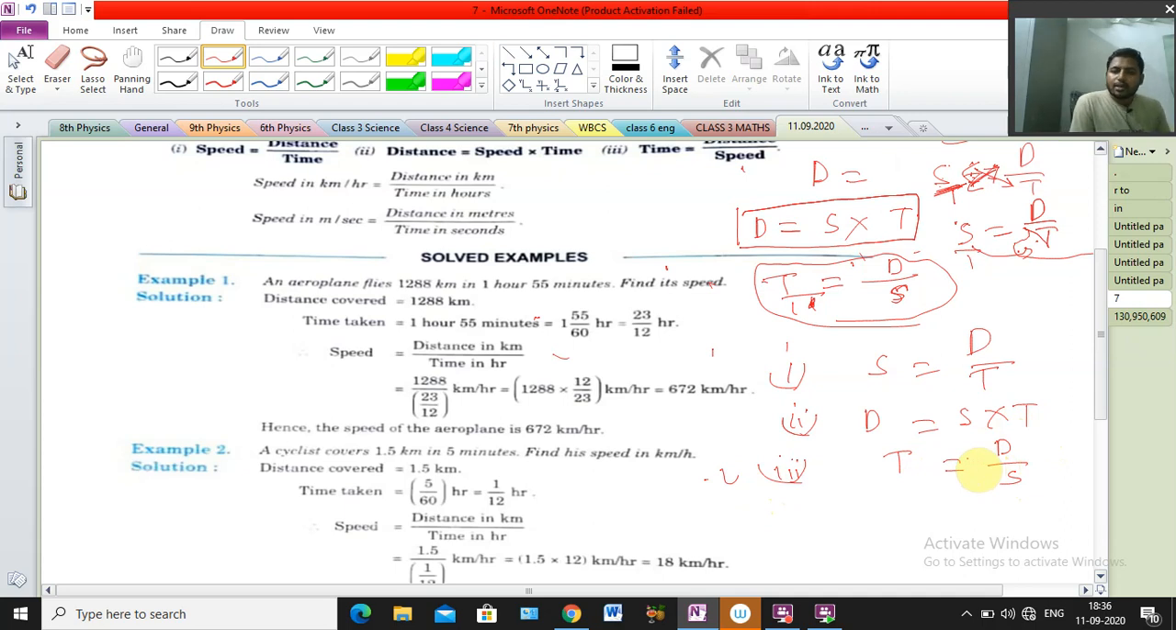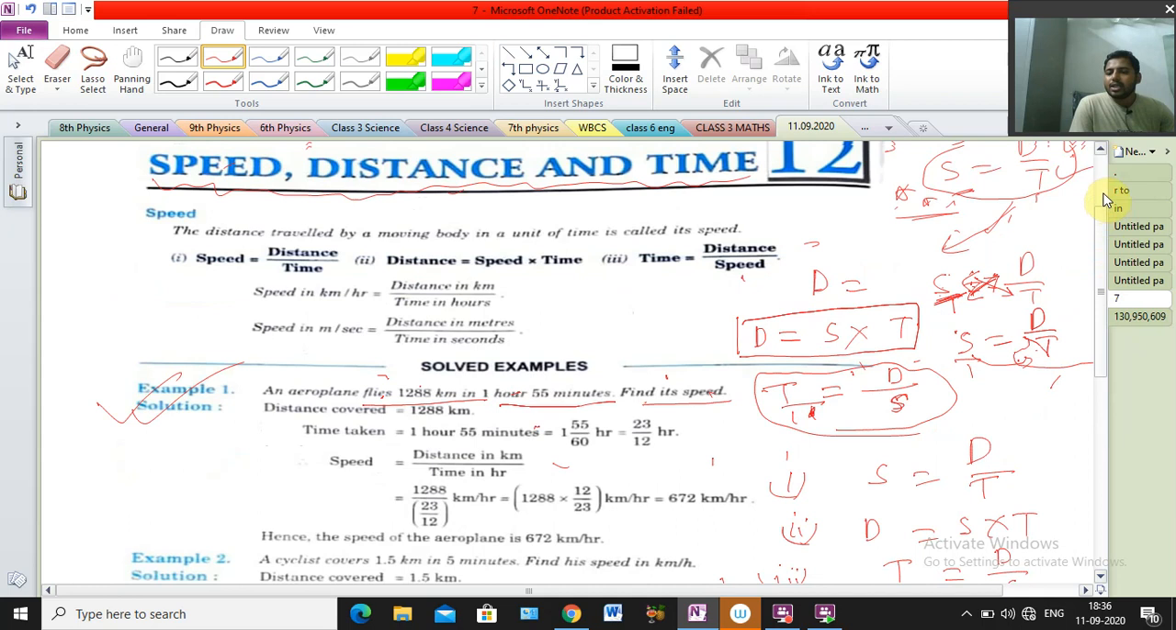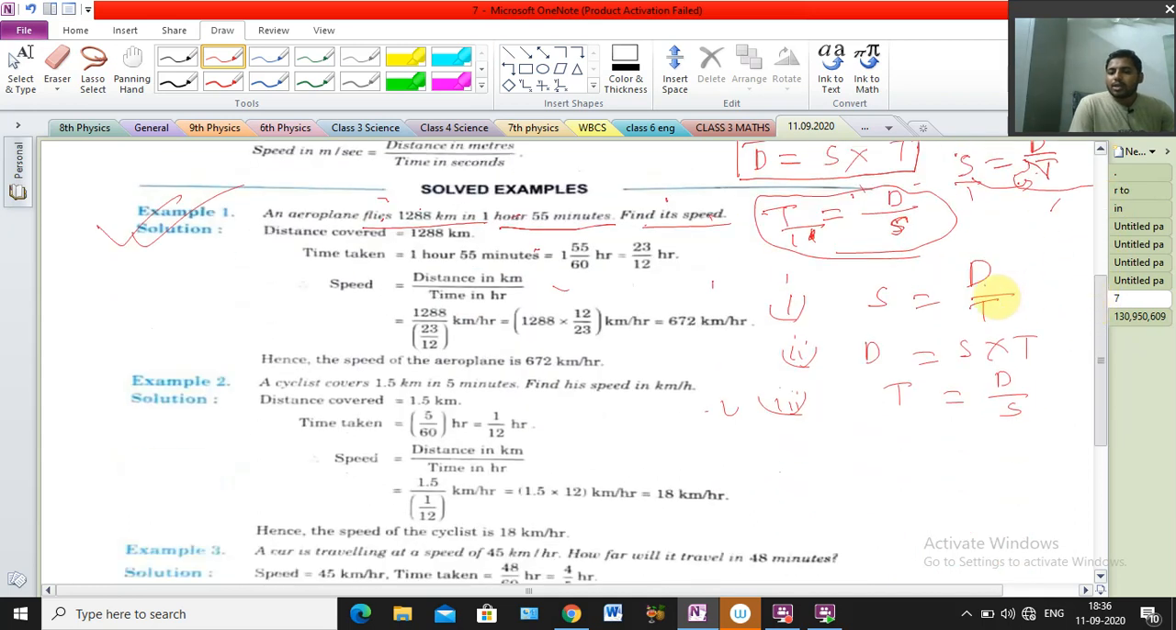Clear? Okay, so see, first example is given here. First example is telling an aeroplane flies 1288 km in 1 hour 55 minutes. Find its speed. Before going to start, just a little information again I am giving, because here for speed the unit also is mandatory, that one we have to know. That unit is also a very important thing.